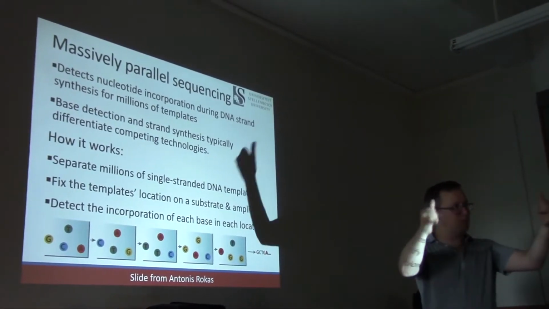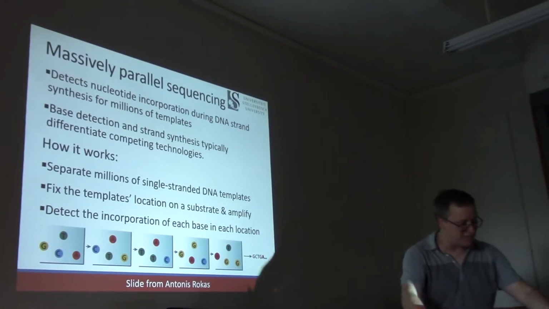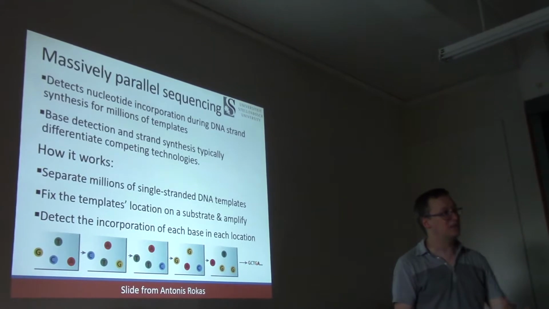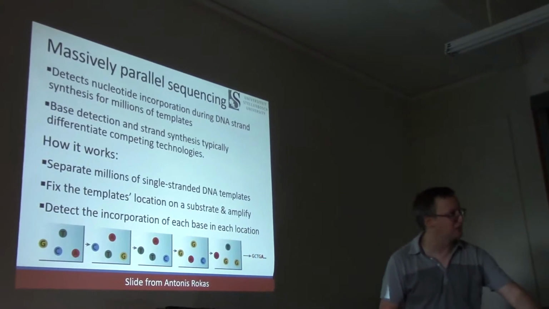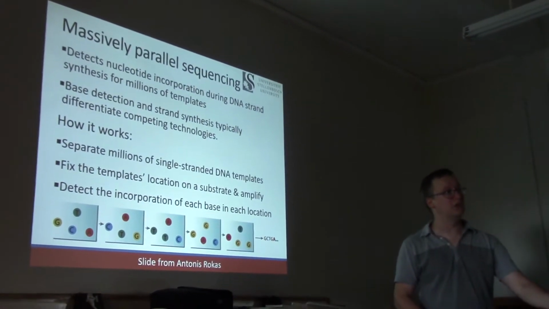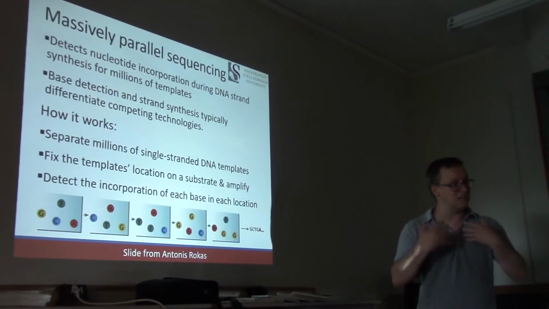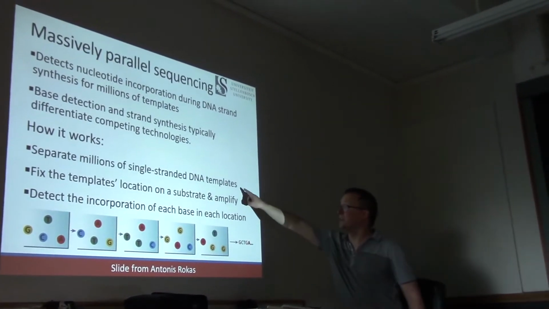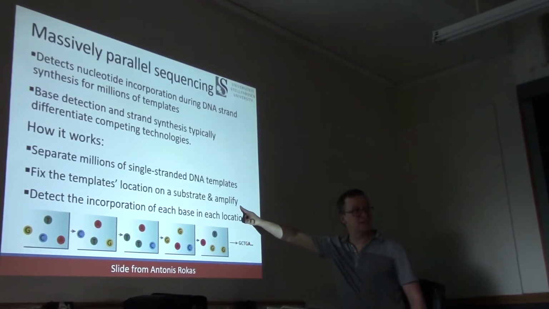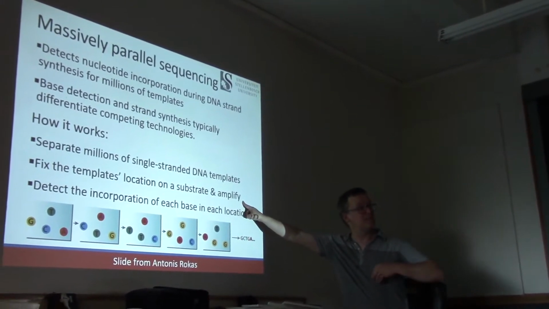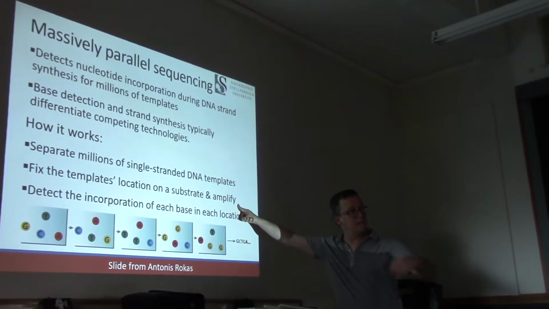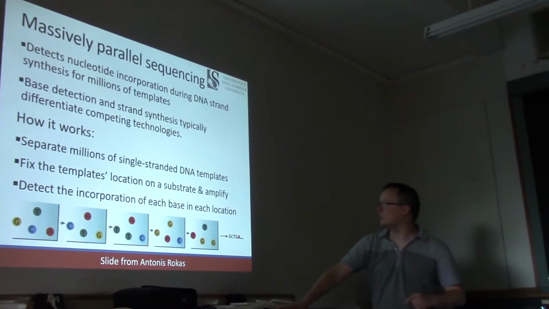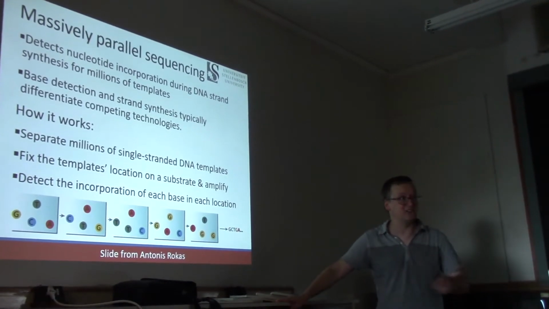I have 5 million different individual strands of DNA that have been sorted to a particular location in this space, and we've amplified to create a bazillion copies of it at that location, which gives us enough light that we can sequence that particular molecule. So we need to separate the templates, we need to fix them on a substrate. Typically we have some means by which we amplify, we create many, many copies of that template at that location, and then we're going to detect the incorporation of each base at each location.